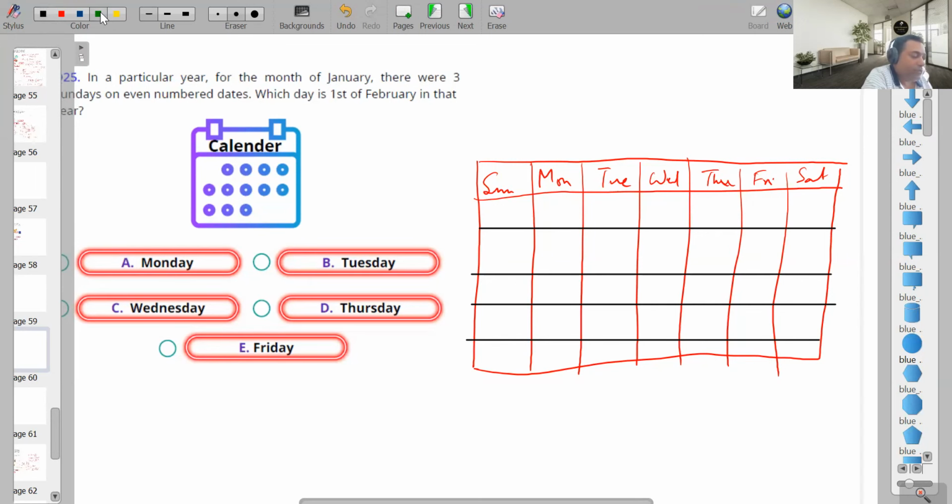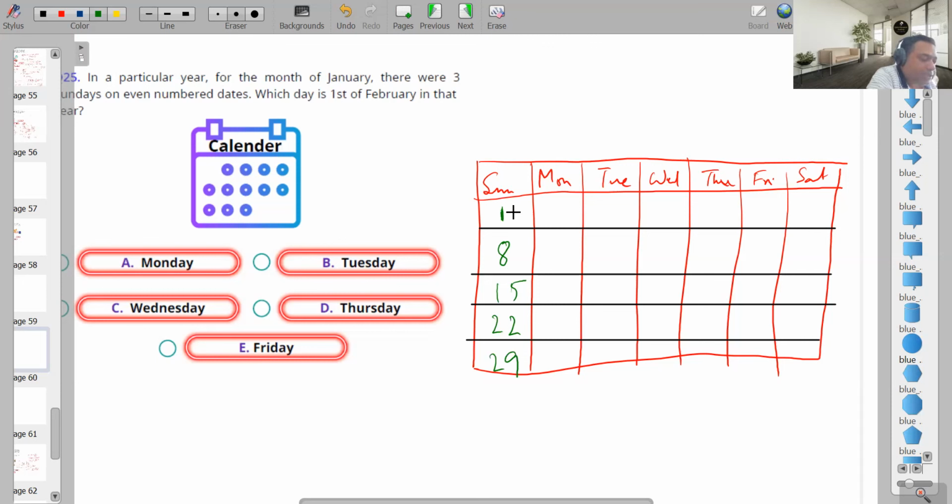Now let's understand. Sunday has even numbered dates, three of them. So what date will it be? Let's understand in any calendar. Let's say if I put 1 here. The next Sunday will be after 7 days, which is 8. The next Sunday will be 15, plus 7 is 22, and 29.